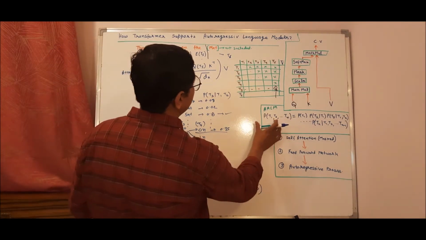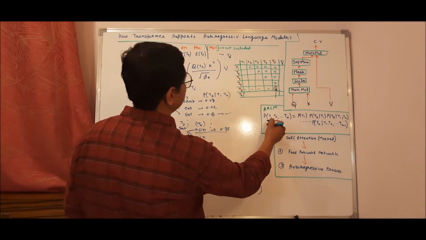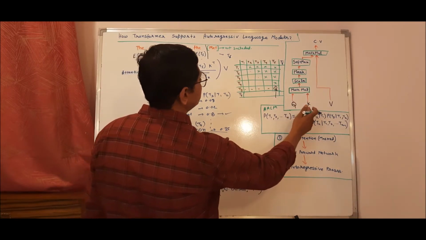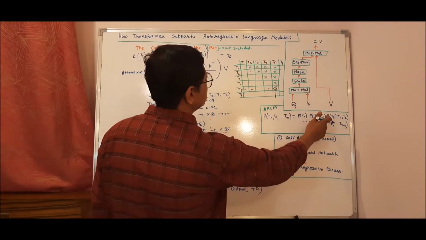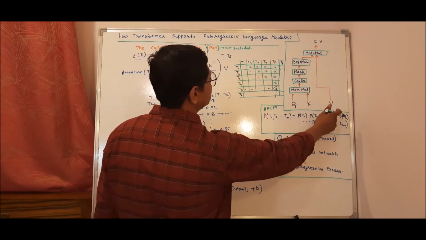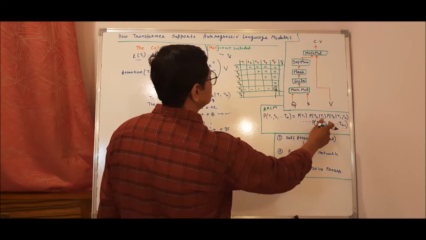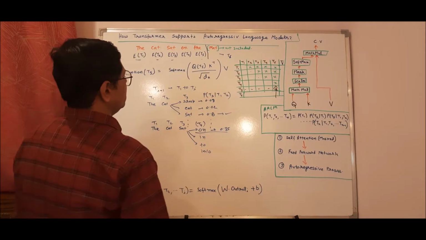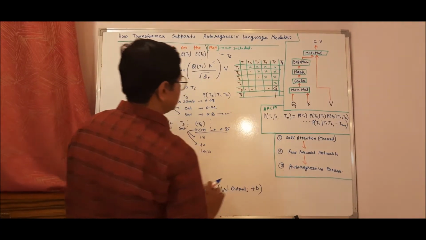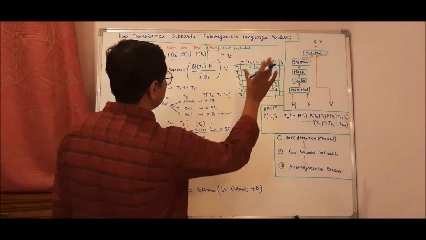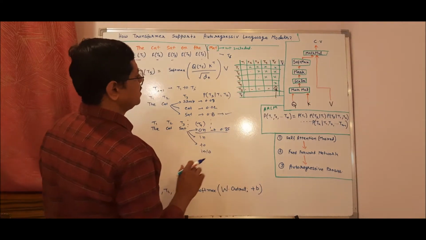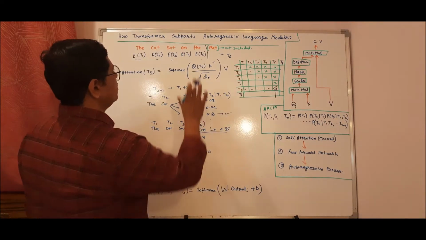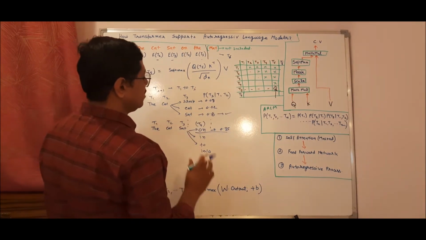In a mathematical way, we can represent the autoregressive language model as: probability of tokens T1 to Tn equals probability of token T1, times conditional probability of token T2 given T1, times conditional probability of token T3 given T1, T2, and so on till conditional probability of token Tn given T1 to Tn minus 1. So this is the mathematical representation.